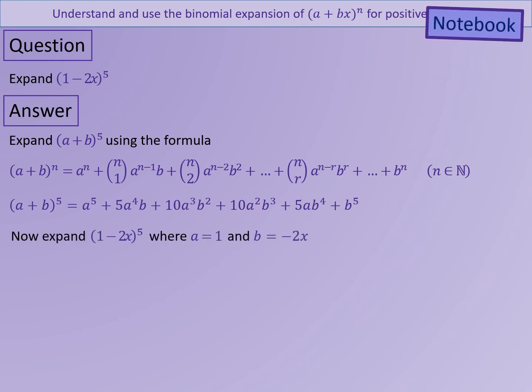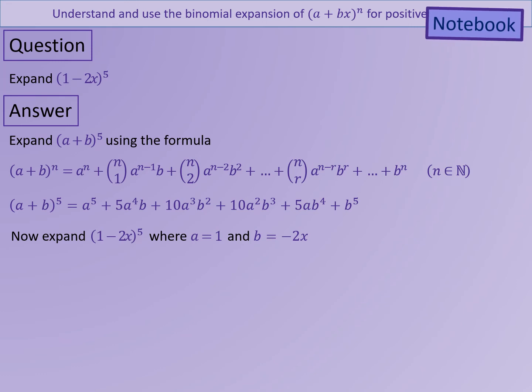But I don't want (a + b) to the power of 5. What I want is (1 - 2x) to the power of 5. So I'm going to replace a with 1, and I'm going to replace b with minus 2x. And if I do that consistently across all 6 terms, I will end up with a correct answer.